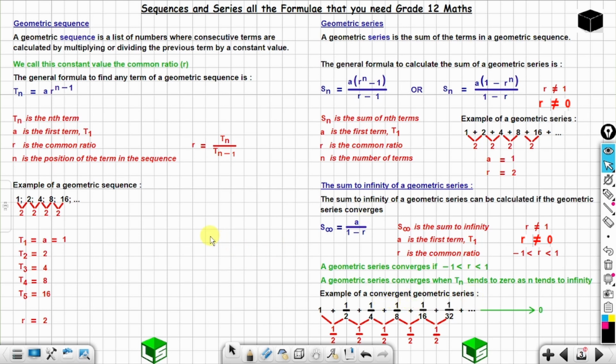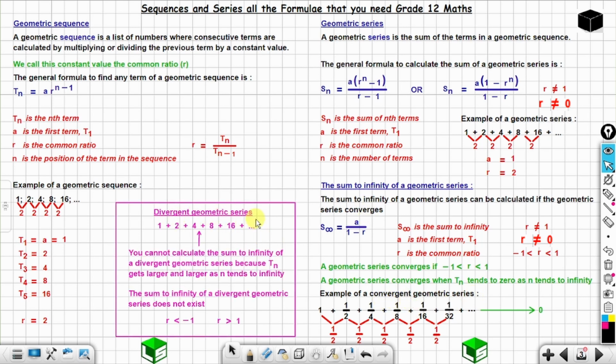Okay, so for a divergent geometric series as this one, you can see the numbers are increasing. So you cannot calculate the sum to infinity of a divergent geometric series, because Tn gets larger and larger as n tends to infinity. So the sum to infinity of a divergent geometric series does not exist. Okay, now for a divergent geometric series, r is less than -1 or r is greater than 1.